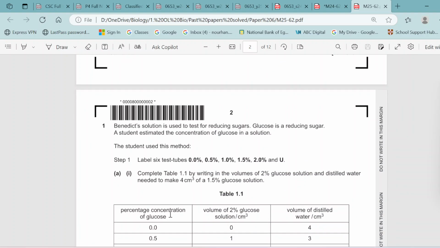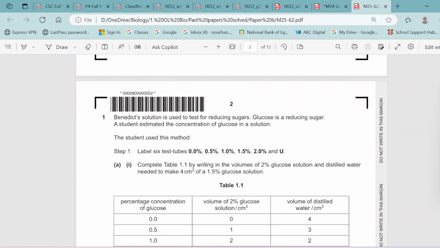Benedict solution is used to test for reducing sugars. Glucose is a reducing sugar. A student estimated the concentration of glucose in a solution. I have an unknown solution and I want to know its concentration. So what am I going to do? I will prepare test tubes with concentrations that I know.